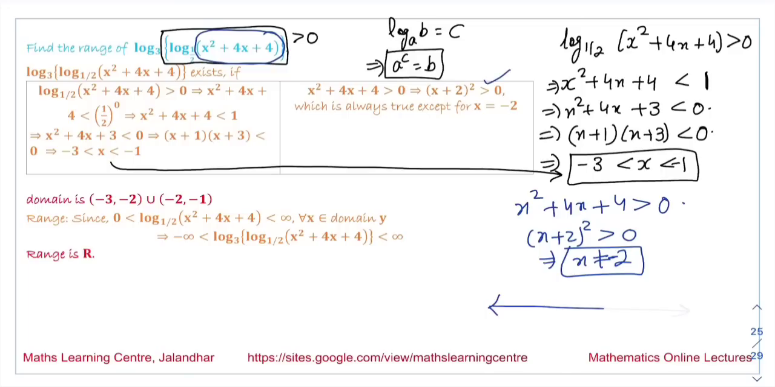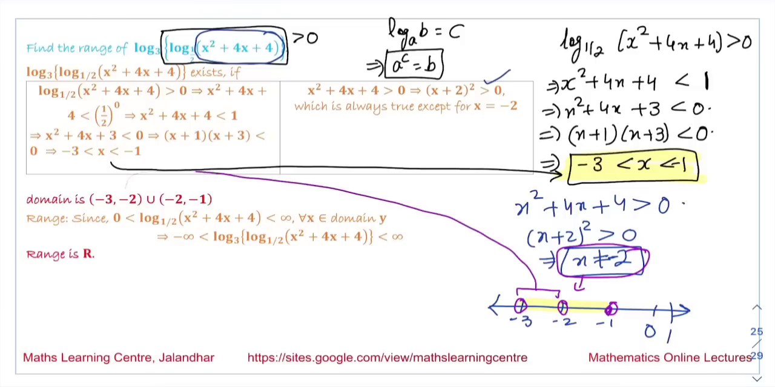So what we obtain is, these are the numbers we are talking about: minus 3, minus 2, minus 1, 0, 1. From this case we are getting the interval minus 3 to minus 1. Minus 3 is excluded, minus 1 is excluded. From this term we are saying minus 2 is to be excluded. So the regions we are getting are minus 3 to minus 2 open interval, then minus 2 to minus 1 open interval. So this is the domain of this function.